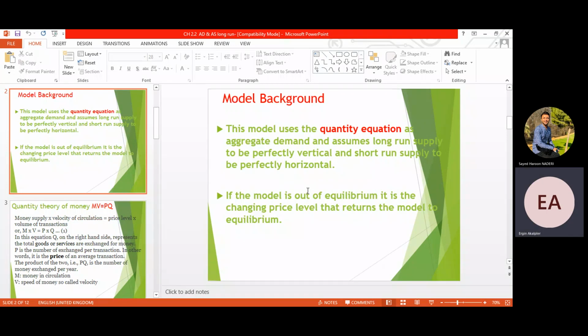The model background is based on Friedman's quantity theory of money, which is very popular. MV = PQ. M is the monetary value, V is the speed of money, P is the price, and Q is the quantity produced and sold in the market. We will exercise this and go through it, but let's go to the model.